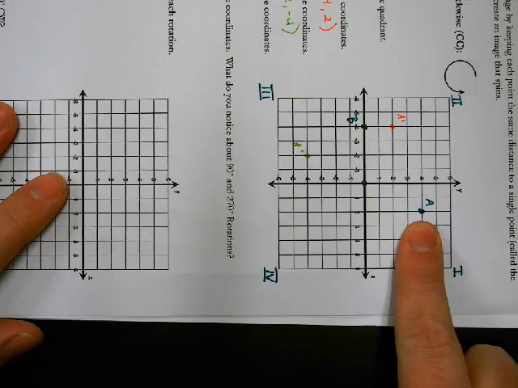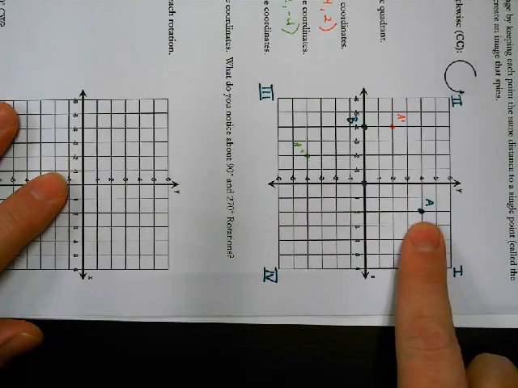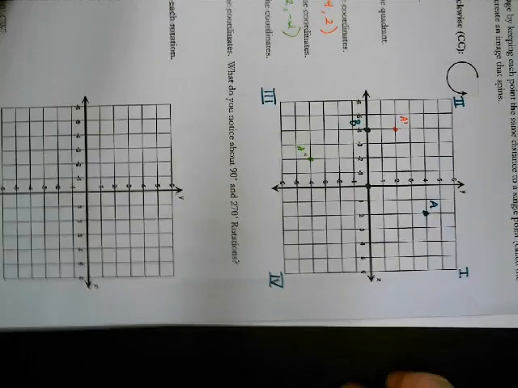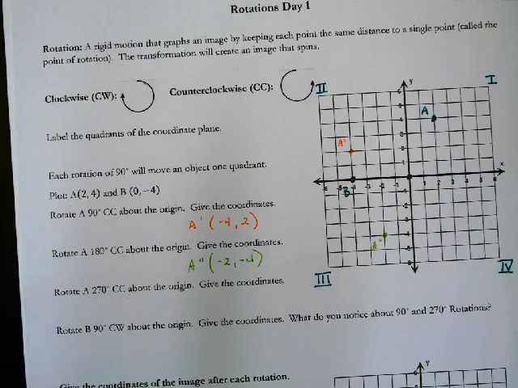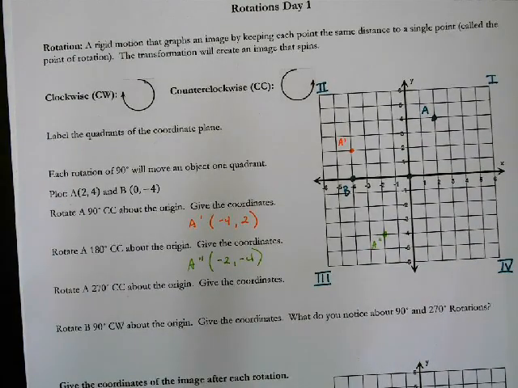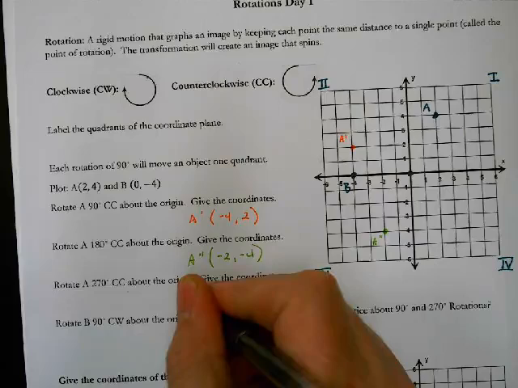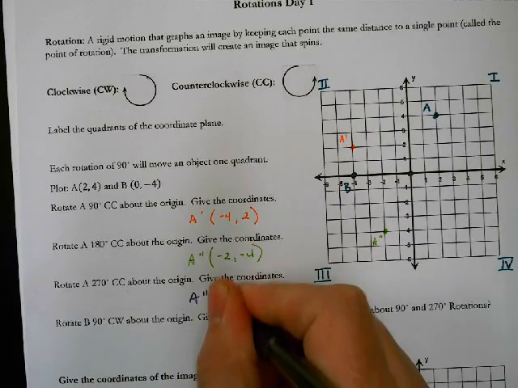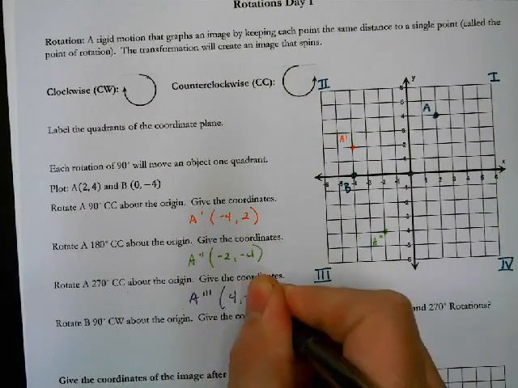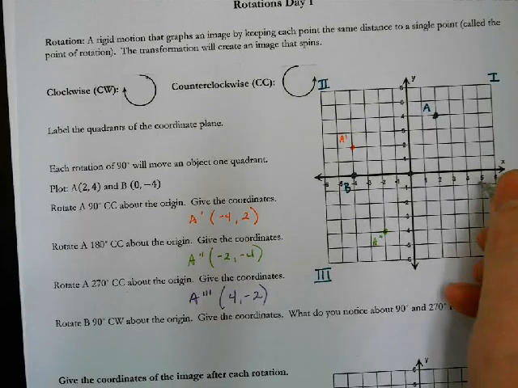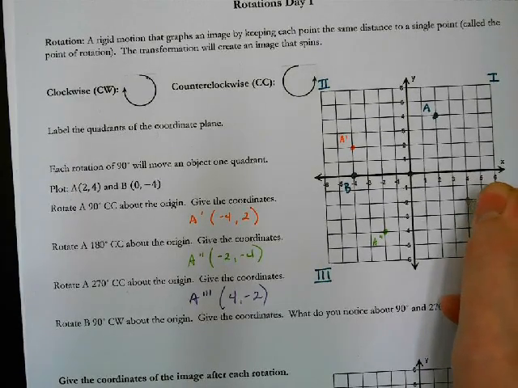So now we're at 4, -2 for A. So 4, -2 is the new location. I'm out of colors. So A prime prime prime is now at 4, -2. It showed up right over here when I spun it.